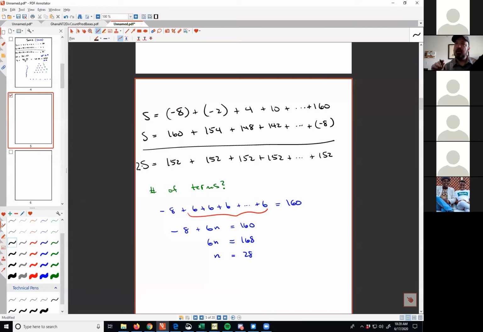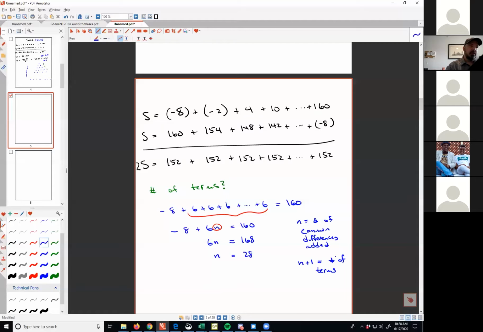Hey, somebody go ahead and cut your mic so that we don't get that echo. So we have -8 and we add 6 28 times. That gives us 29 terms. So you've always got to pay attention to what your variable means. And here n was the number of common differences from the first term to the last. But that means that n plus 1 is the number of terms.